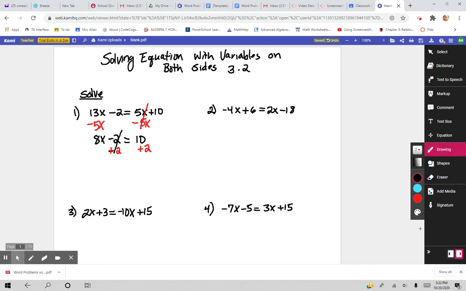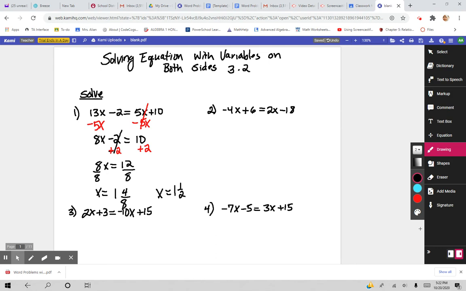This is gone. So now we have 8x equals 12. Divide both sides by 8. Okay, how many times does 8 go into 12? 1 time, because 1 times 8 is 8. When we take 8 from the top, you're still left with 4. 4 over 8. So the answer is x equals 1 and 1/2 when you reduce that. That's it.